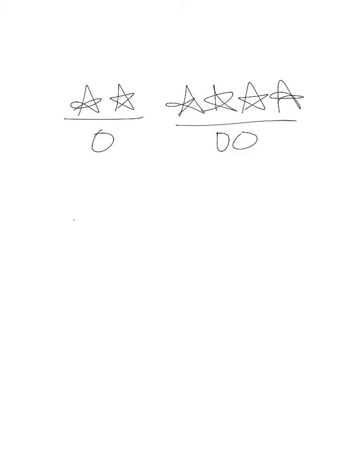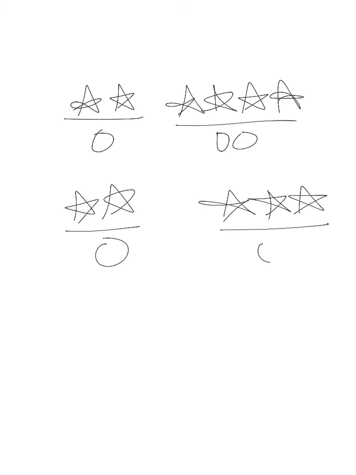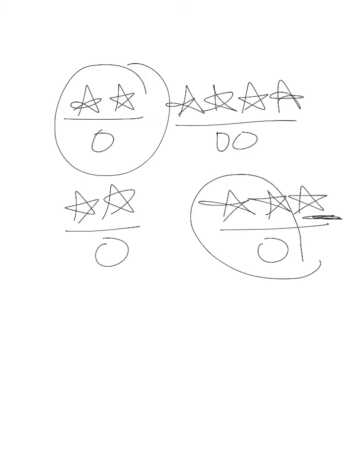Now let's say that we had 2 stars to 1 circle and 3 stars to 1 circle. These would not be proportional because we can't continually make groups of 2 stars in 1 circle. You can see here, if we do that, we have this random star hanging out. So these are not proportional.